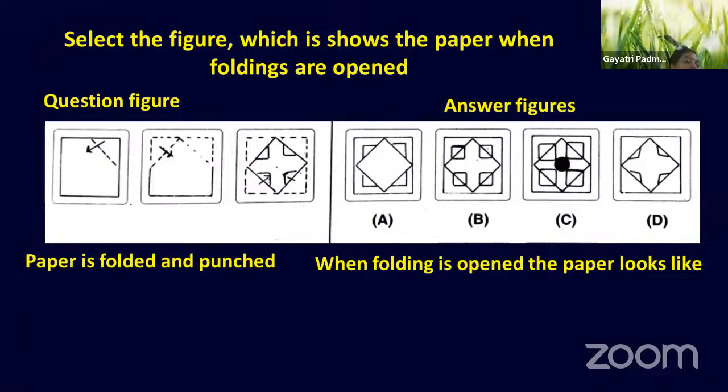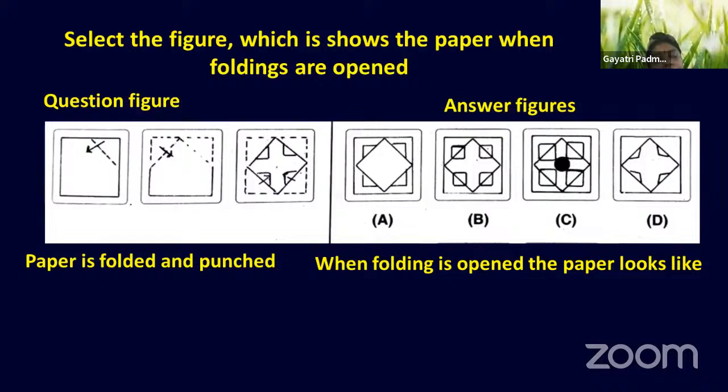In the first figure, a square is being cut at the rightmost corner. And again in the leftmost corner, it is being cut again, and it is being folded. You can see how it is being folded and punched in the third square. In the third figure, when the folding is open, the paper looks like dash. Is it option A, option B, option C, or option D?